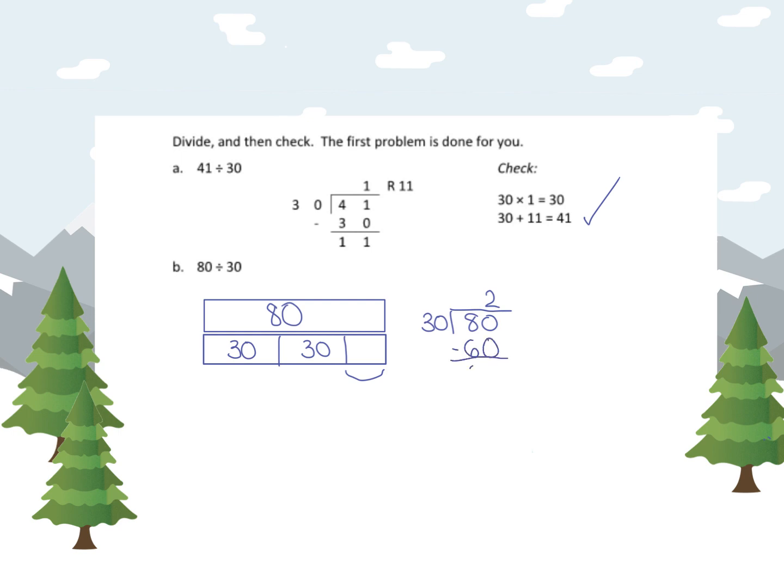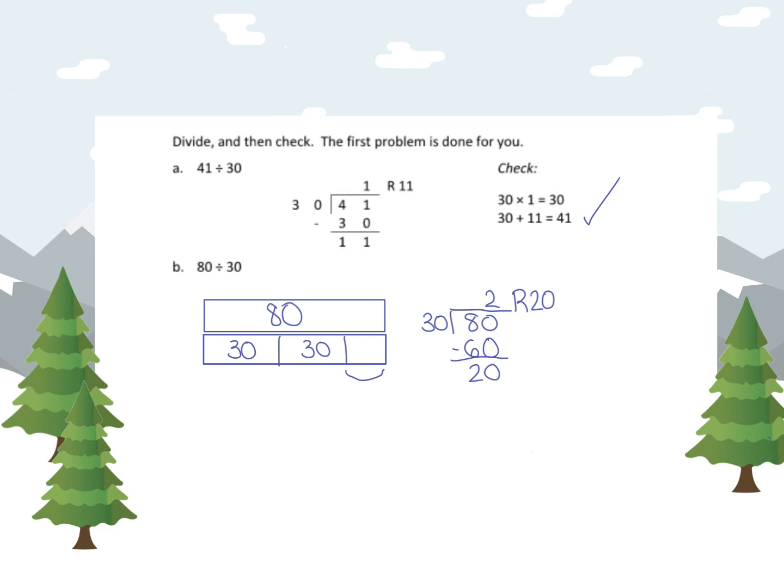Subtract that. What we have left over is 20. And now 30 cannot go into 20. So our remainder is 20. And we want to check our work. And we can do that by saying, okay, 30 times 2 plus the remainder.